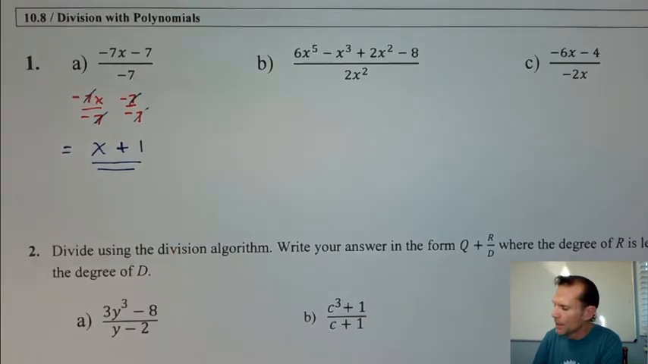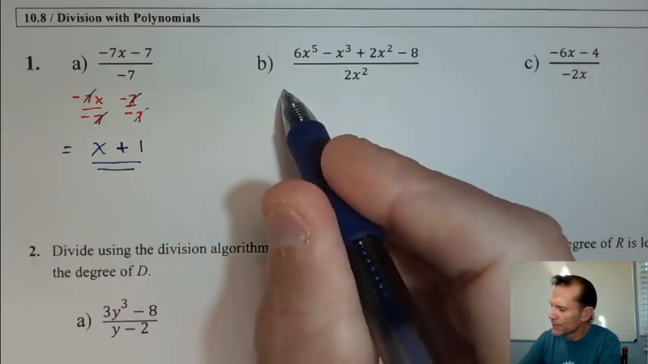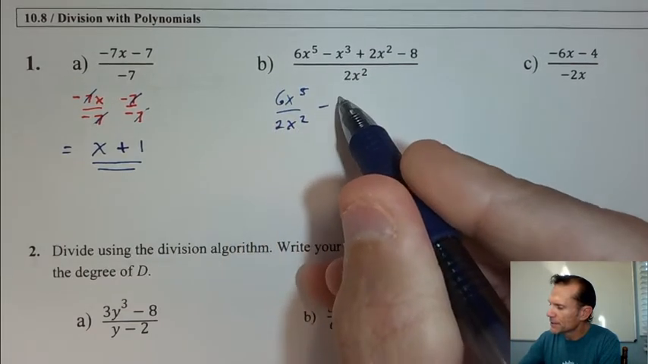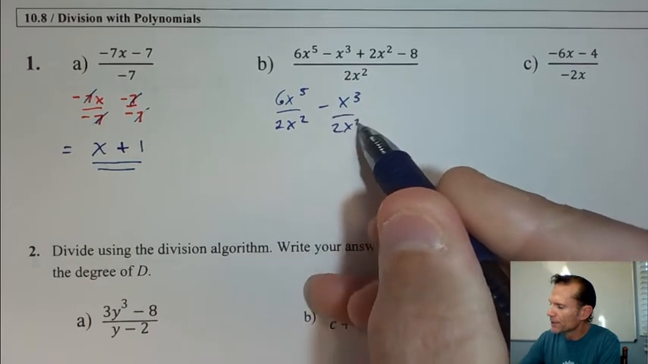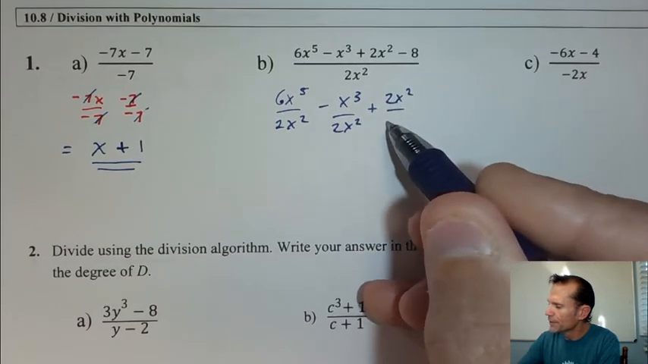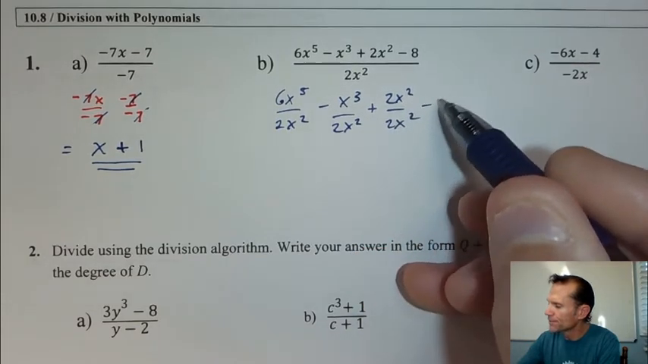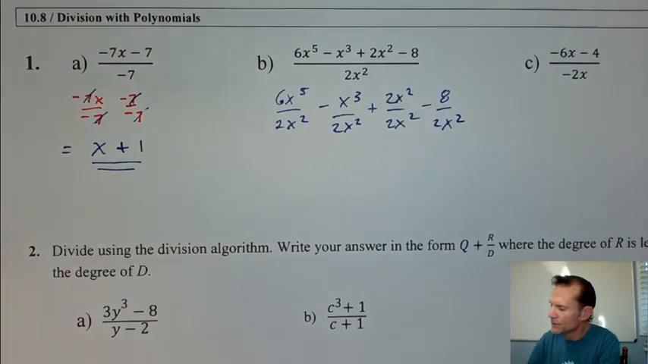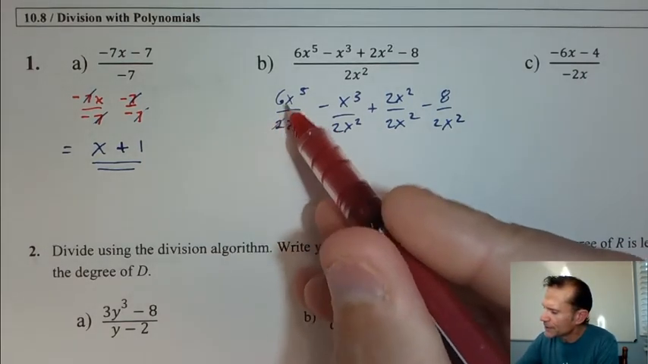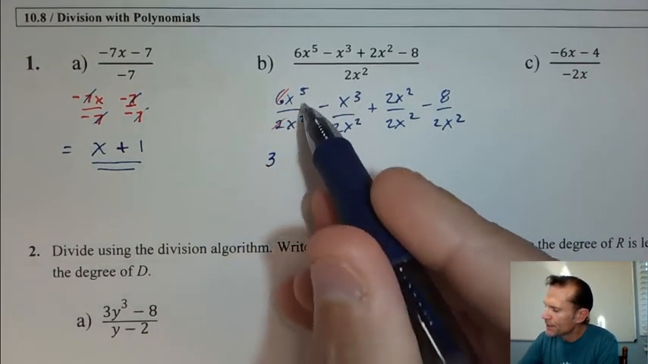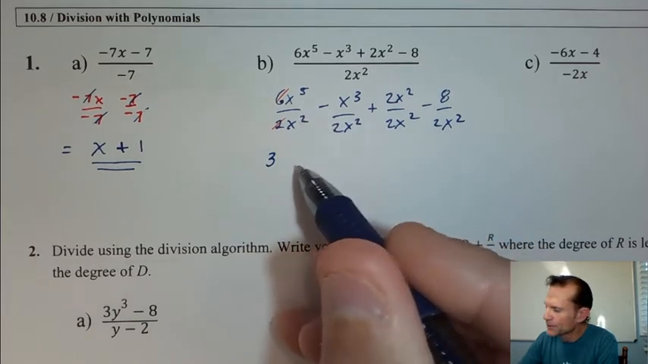Okay. Next up, we can write this as 6x to the 5th over 2x squared minus x to the 3rd over 2x squared. We can just put all of our numerator terms over our denominator term since it's a monomial, and then we can simplify those individual pieces. Looking at the first one here, 2 divides into 6 3 times, so we have 3. Then using our exponent rules, we subtract. Here we have x to the 3rd.